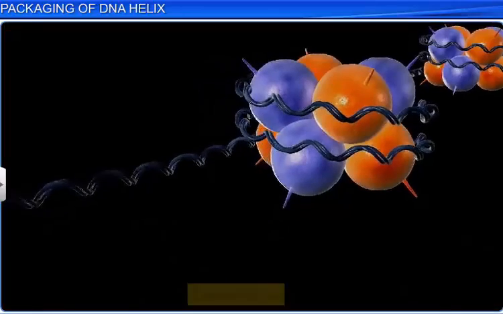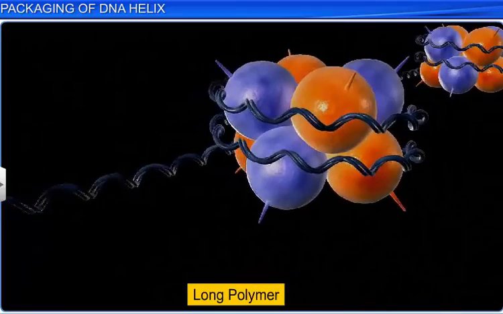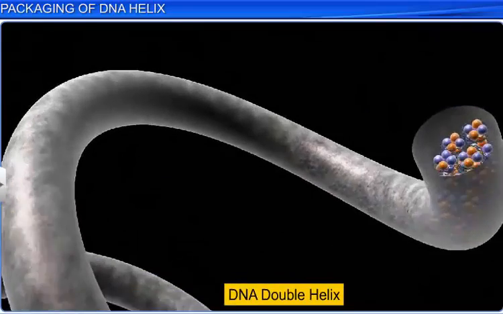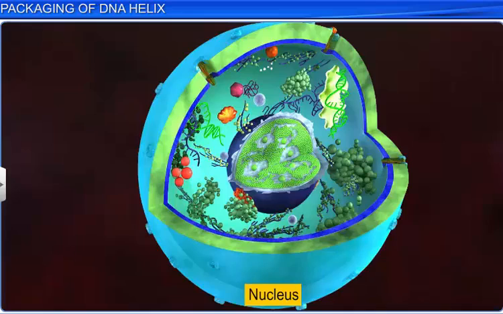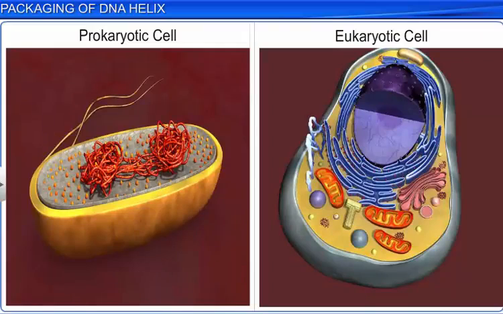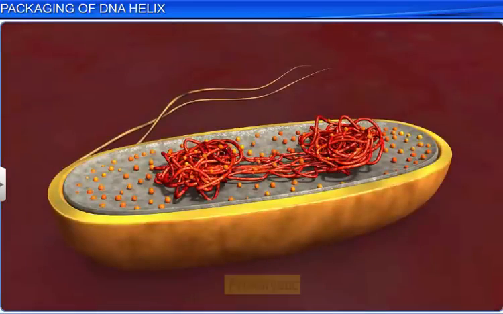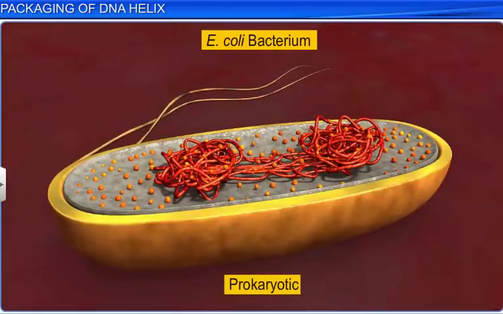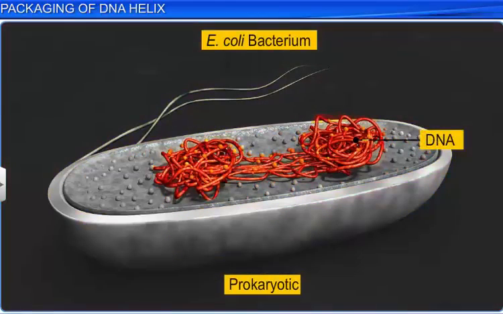Have you wondered how such a long polymer is packaged within a typical nucleus with a dimension of about 10 raised to the power minus 6 meters? To understand this, let us learn about the packaging of a DNA double helix, which is different for both prokaryotes and eukaryotes. In prokaryotes such as E. coli, the nucleus is not very well defined.